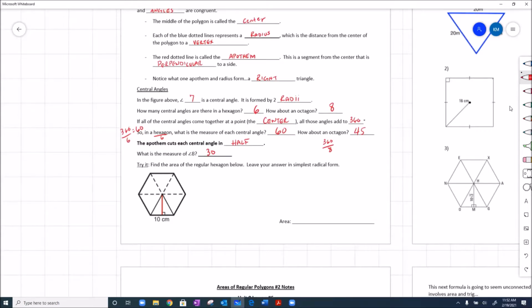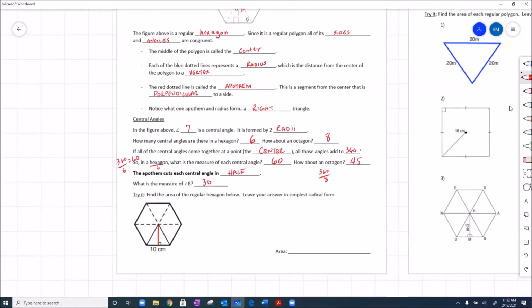Let's look at our first example here. It says, find the area of the regular hexagon. Leave your answer in simplest radical form. So, without knowing anything else about what we're talking about today, we have 1, 2, 3, 4, 5, 6 triangles here that are all going to be the same because it's a regular hexagon. If we're just asked to find the area of this hexagon, then we might say, hey, let's find the area of one triangle and multiply it by 6. Okay, so let's do that.